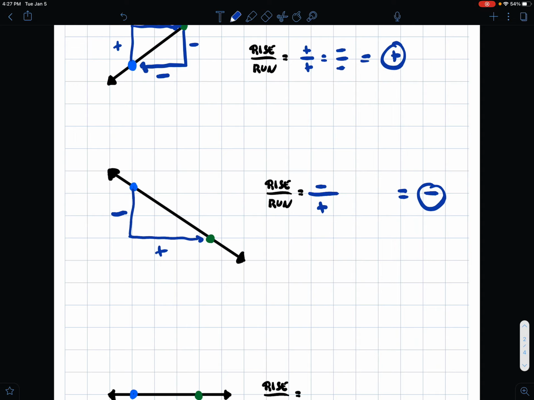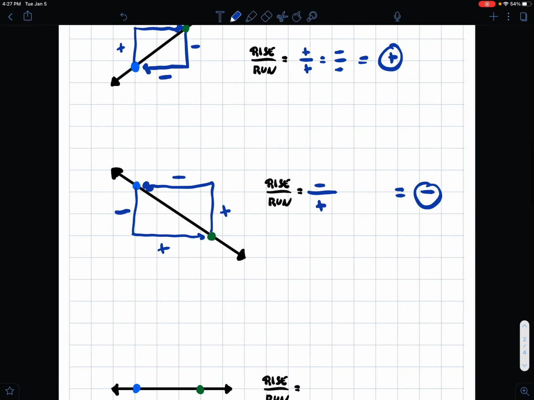But if I'm going from the green to the blue, going from right to left, if I'm going up, that's going to be positive. And if I'm going towards the left, that's going to be negative. So the rise is positive, the run is negative, which also gives us a negative number. And that's why we say that when a slope is a negative number, it's going down and to the right.